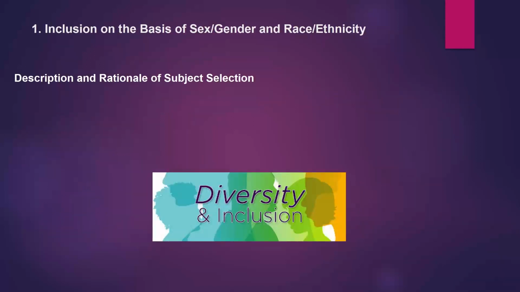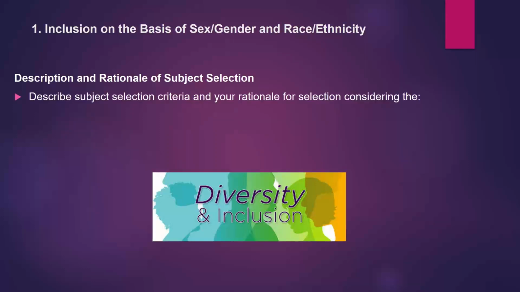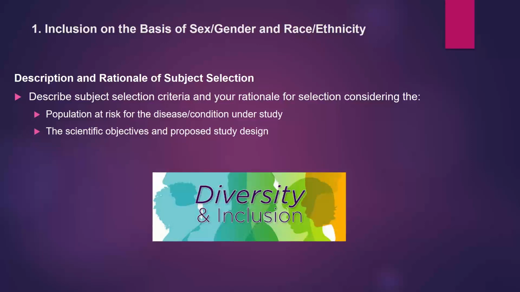For a description and rationale of subject selection, you want to describe your subject selection criteria and your rationale for selection, considering the population at risk for the disease or condition under study, the scientific objectives, and your proposed study design. So an example for this might be, say you're studying major depressive disorder. Are there data showing that there are sex or racial ethnicity differences in who is diagnosed with MDD? Any of that sort of stuff that might affect who you recruit for your study needs to be explained here.